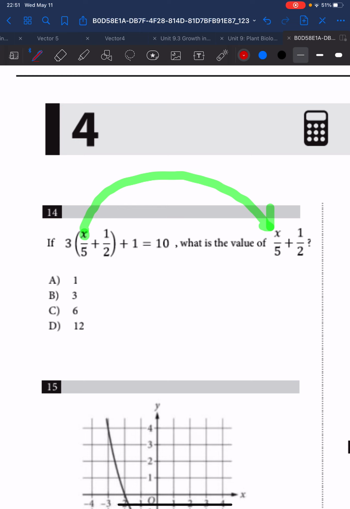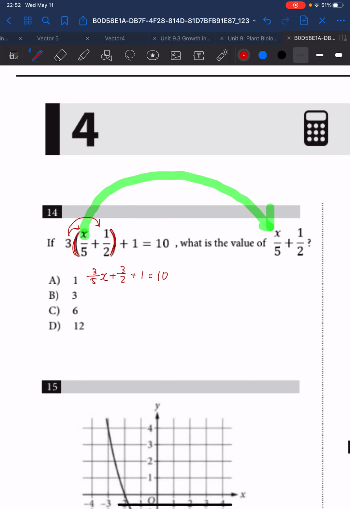First, 3 times (x over 5 plus 1 over 2). You have brackets, right, for these two. So this 3 has to be multiplied here and here, right? So 3 times x over 5 is 3x over 5, right? Plus 3 times 1 over 2 is 3 over 2, right? And then plus 1 equals 10.